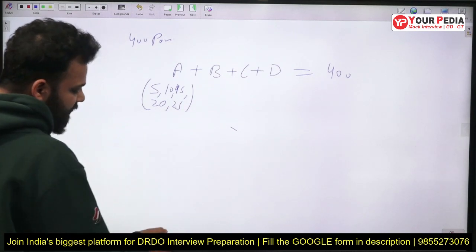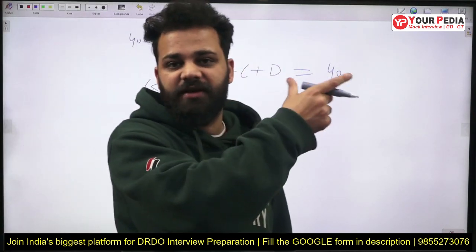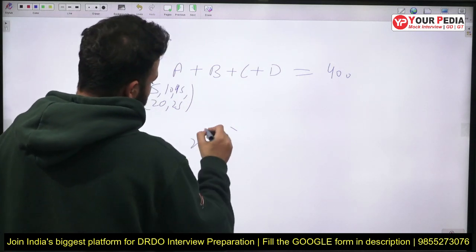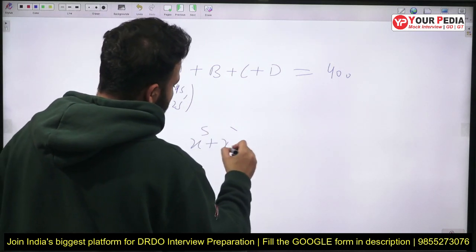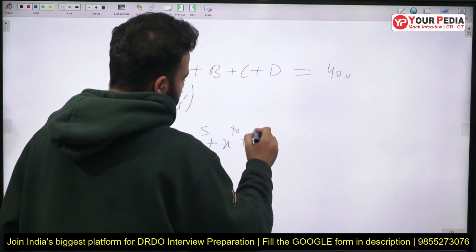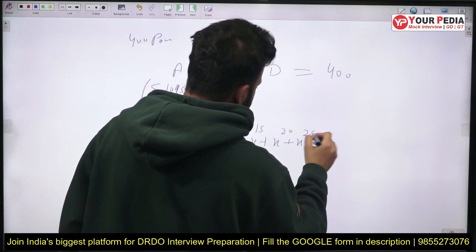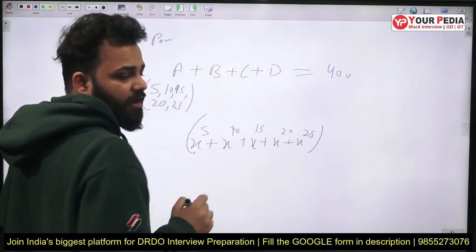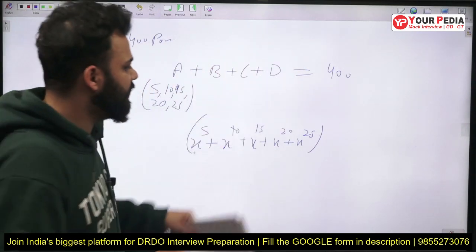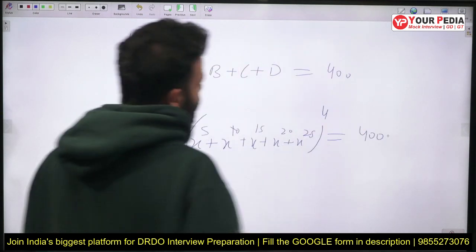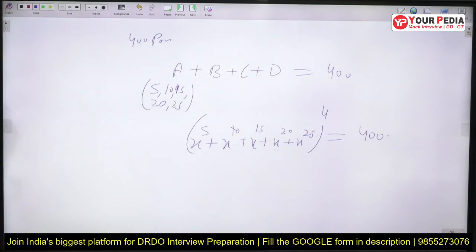Now if you remember how we solve the generating function, we will take the constraints only: x^5, x^10, x^15, x^20 and x raised to power 25. So this is for A. Similarly for B, C, D, so there will be a power of 4 here, equal to 400.